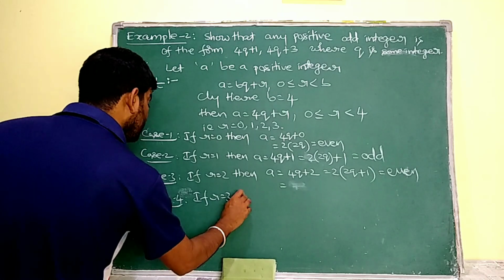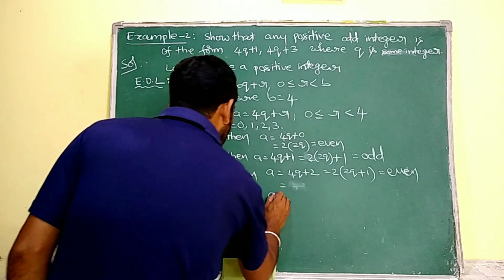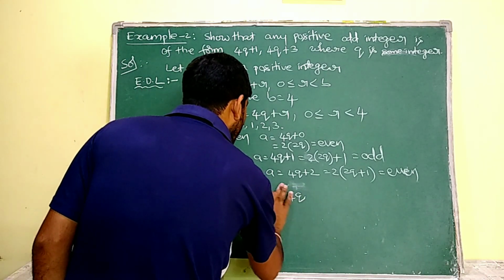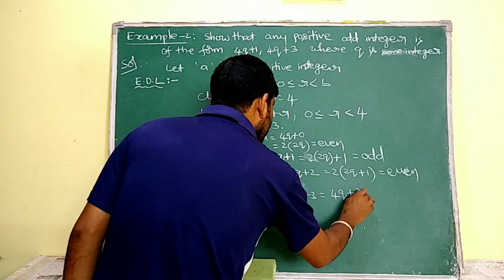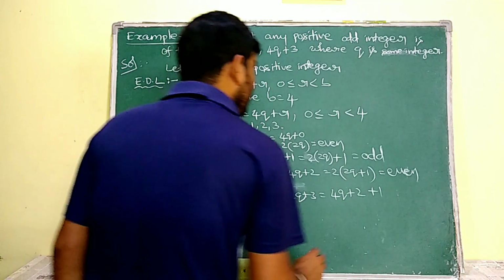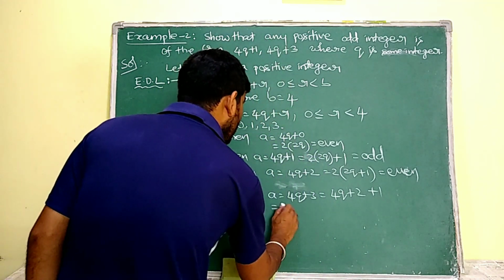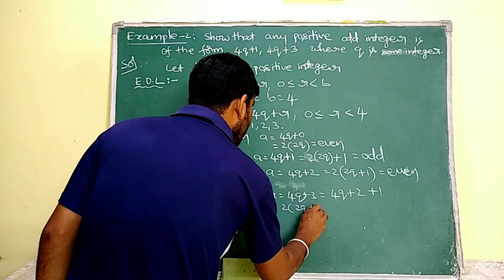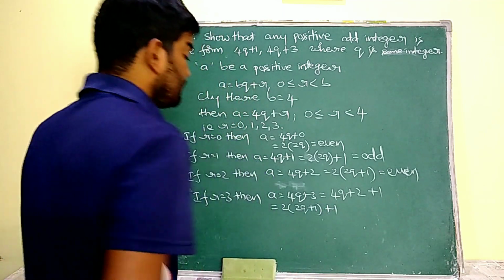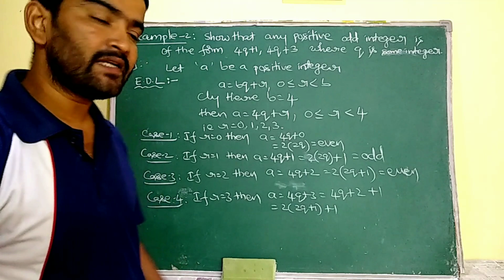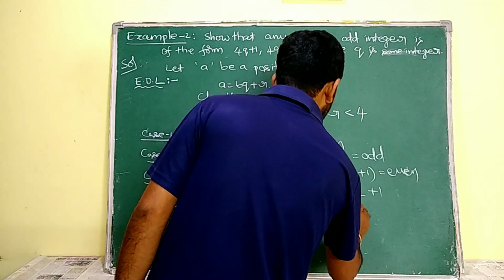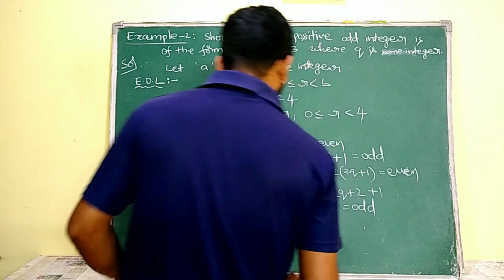If r is equal to 3, then a is equal to 4q plus 3. This 4q plus 3 can be expressed as 4q plus 2 plus 1. By taking out 2 common, 2 into 2q plus 1, plus 1. Now see, this entire value is expressed as 2 into something plus 1. That is odd. Now see, I want only odd cases now.